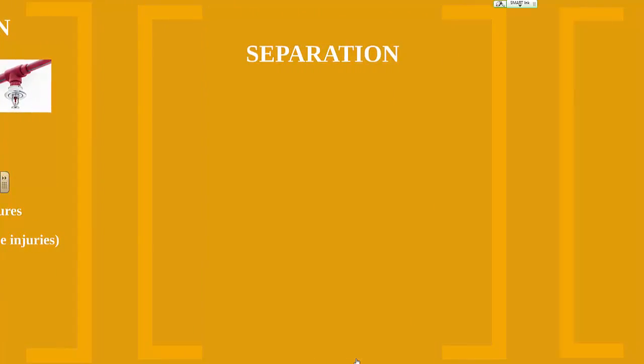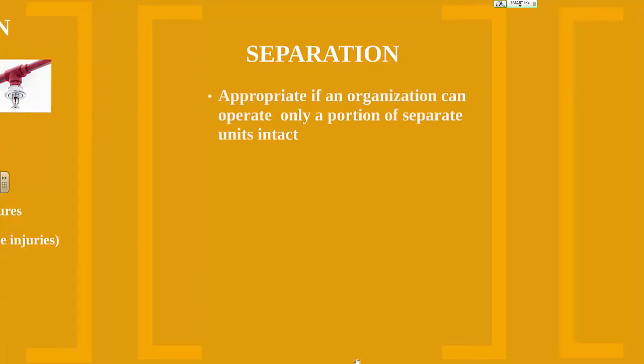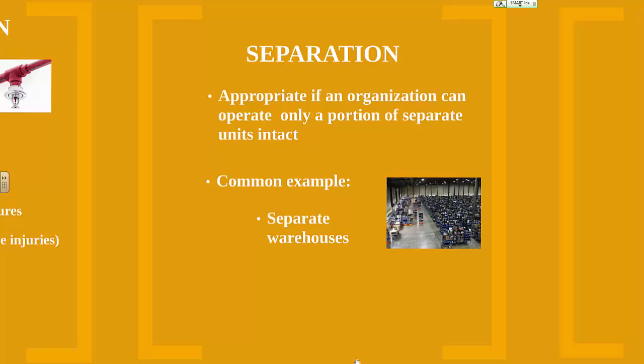Now let's discuss separation. Separation is only appropriate if an organization can operate with only a portion of separate units intact. A common example of where separation can be used is having separate warehouses. In other words, if you have significant inventory, you might keep that inventory in separate warehouses. I've seen mortgage companies that keep the physical copies of mortgages in one warehouse, but they have a very sophisticated fire detection system.